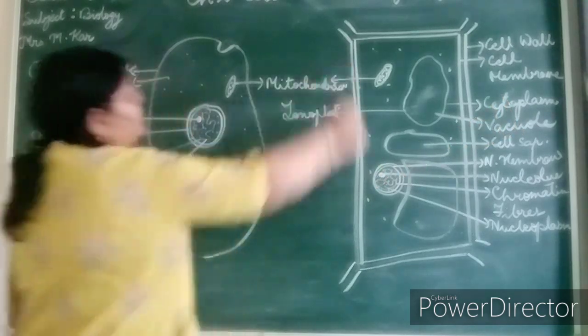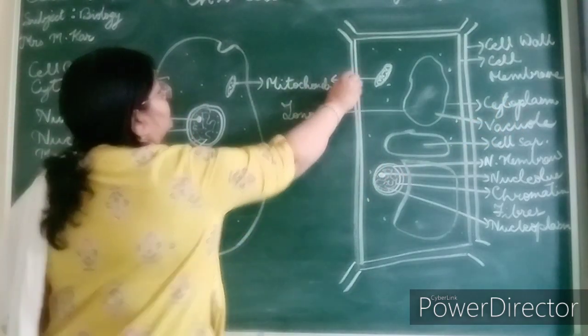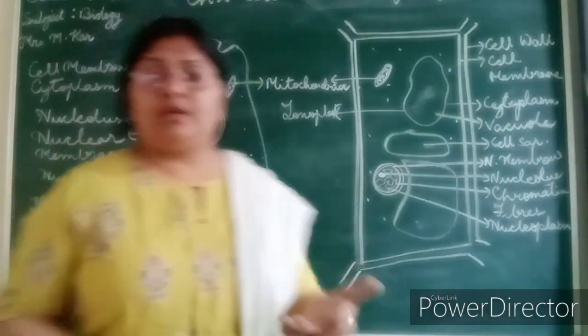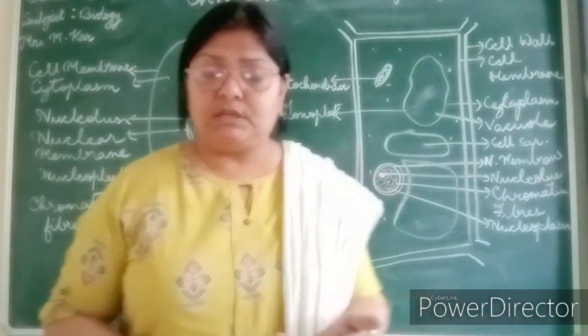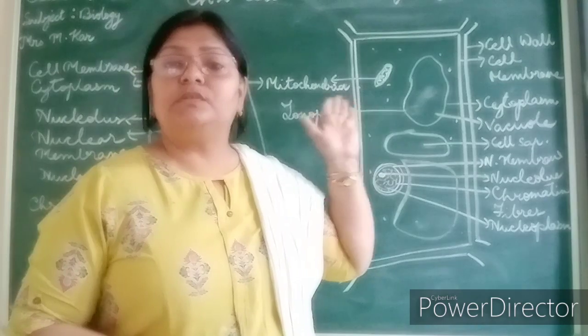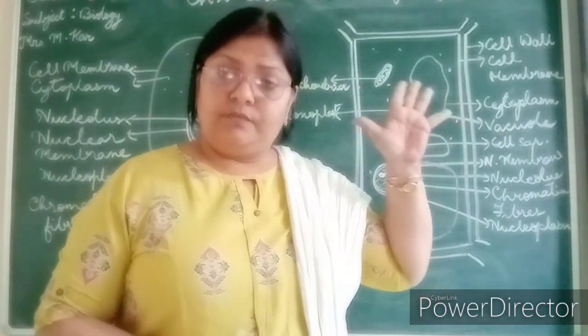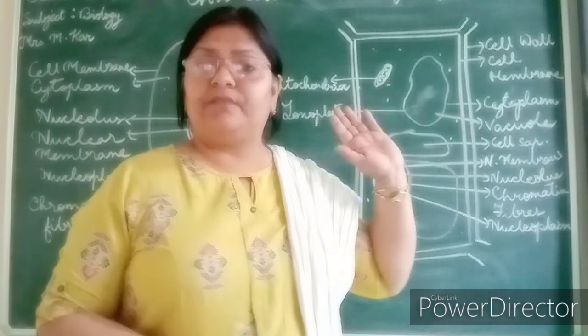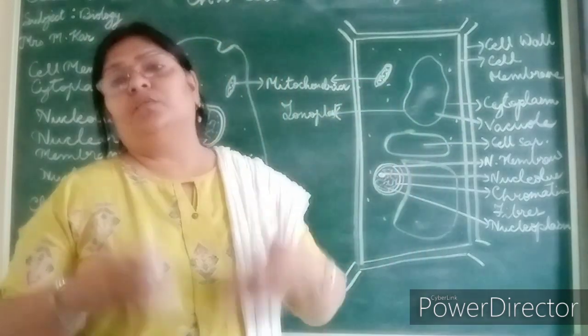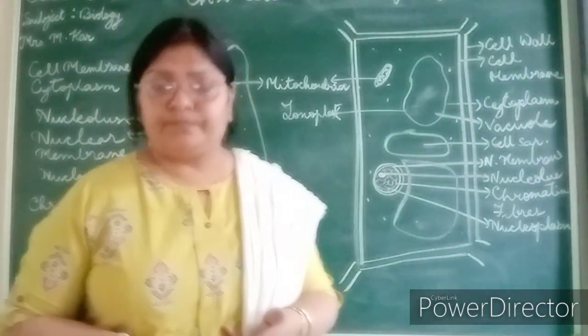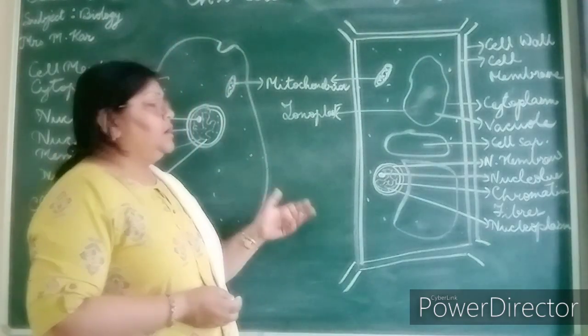Why is it called powerhouse? Because in our life, a powerhouse is a supplier of electricity, isn't it? So here the powerhouse, the mitochondria, is the supplier of energy in the form of ATP, adenosine triphosphate, to the cells for various activities. Fine.